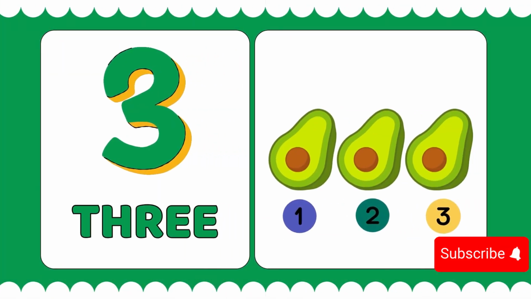3. Can you say it with me? 3. The spelling of 3 is T-H-R-E-E. Let's count avocados. 1, 2, 3. 3 avocados.